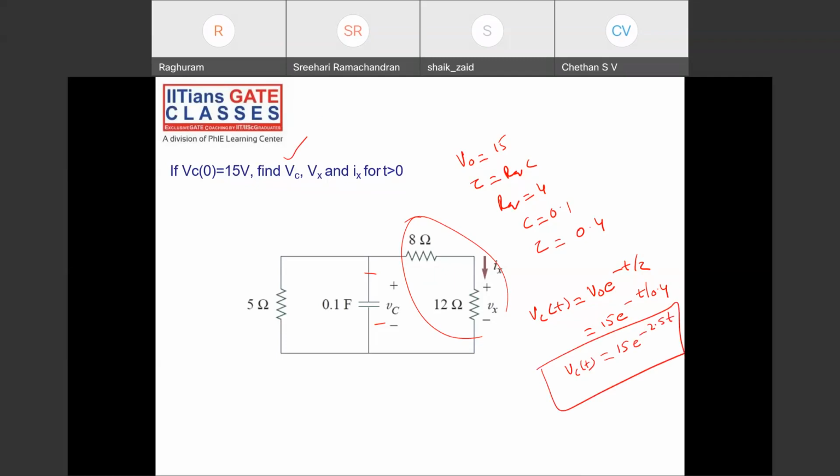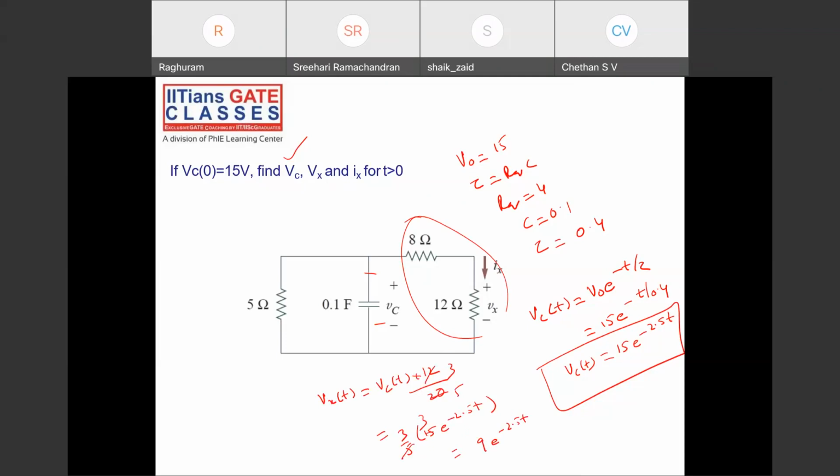Apply voltage division and find it. So Vx of t is equal to Vc of t into 12 by 20. 12 by 20 is 3 by 5, into 15 e power minus 2.5t. That is 9 e power minus 2.5t.